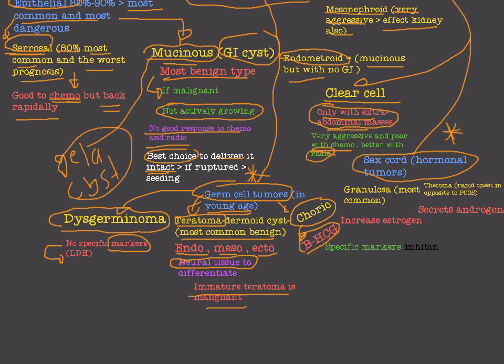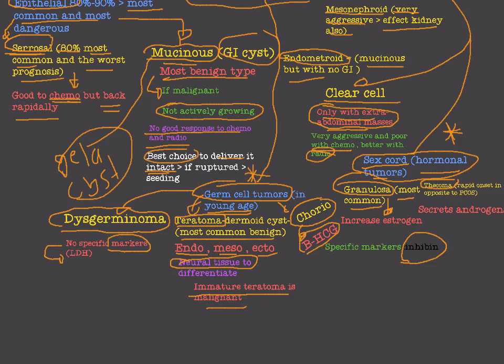The third type of ovarian cancer, after epithelial and germ cell tumor, is sex-cord or hormonal tumors, okay. This is a functional tumor that secretes hormones. It's subdivided into granulosa and thecoma. Granulosa is the most common type of sex-cord hormonal tumors. It secretes estrogen, and the specific tumor marker of it is inhibin, okay. So inhibin with the granulosa that secretes estrogen, and it's the most common, okay.